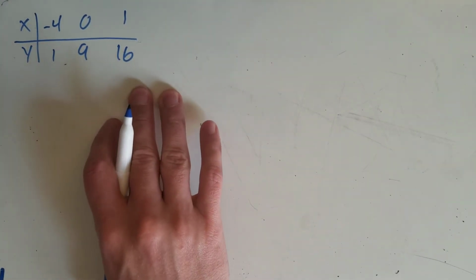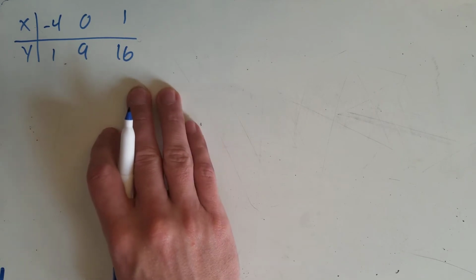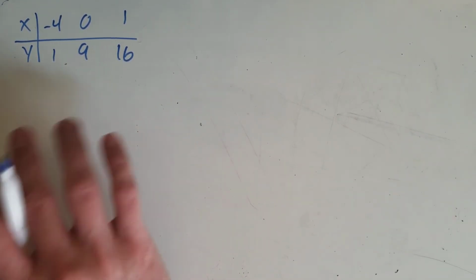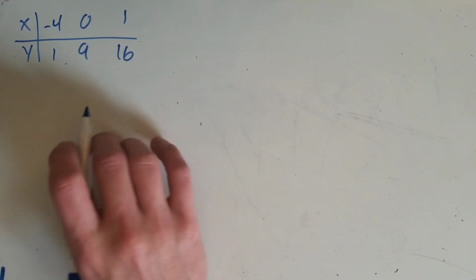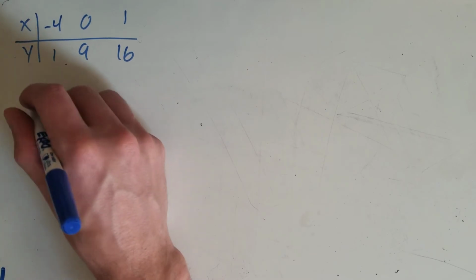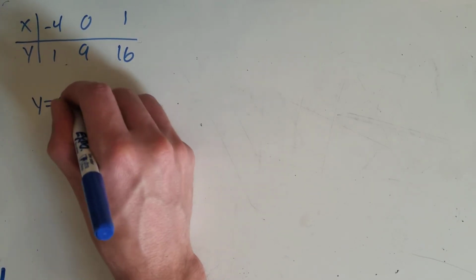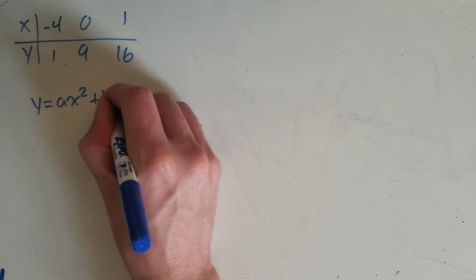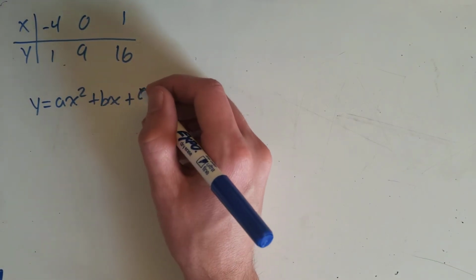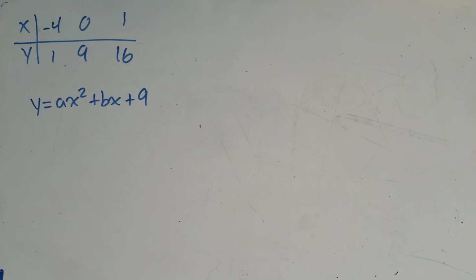So this is a quadratic, and we're trying to make the equation in standard form. We want to find the parabola that's going to go through these 3 points. So if you look at the table, you might notice our c is given to us, ax squared plus bx. The c is actually going to be 9 here. So we're going to have a plus 9 for this one.